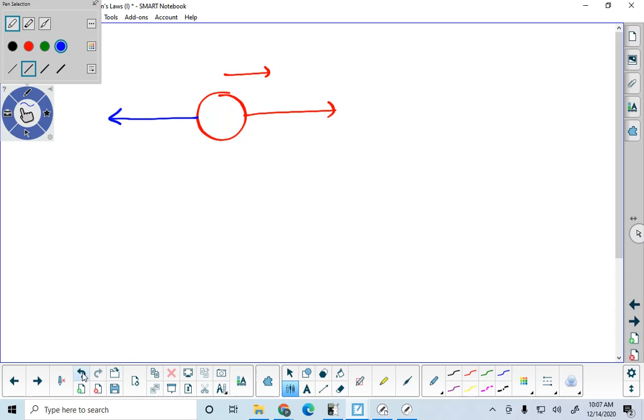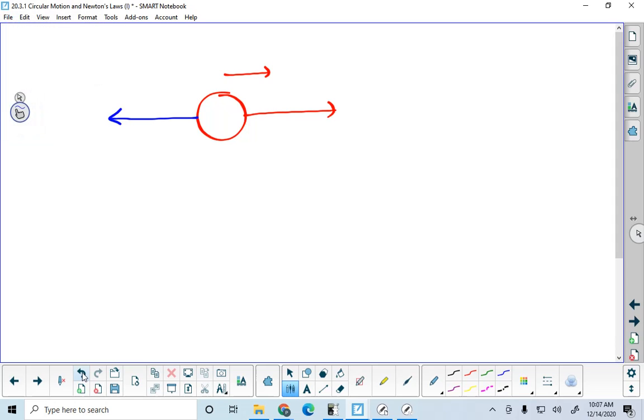The explanation for that is very simple. If the forward force was greater, then it would be speeding up. If the backward force were greater, it would be slowing down. So where's the net force? The only explanation is the net force is some force inward. And this force has to be exactly perpendicular. This is the net force.